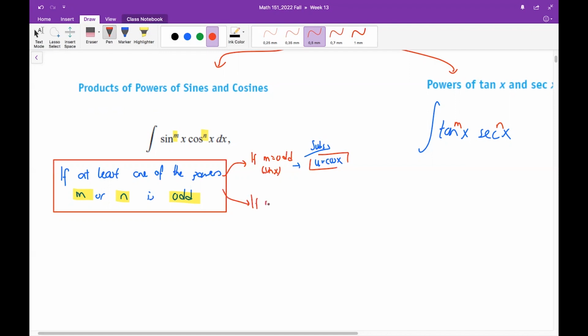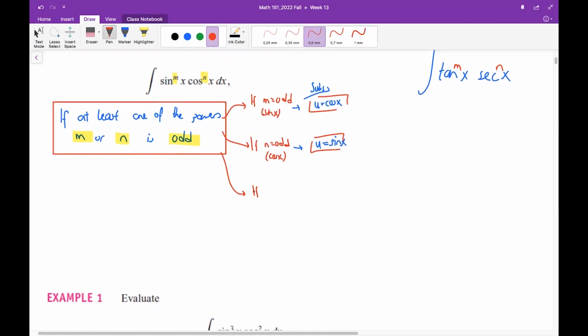Okay, then what if n is odd? Thinking similarly as in the previous case, we will use the substitution u equals sine x. So if the power of cosine n is odd, then your substitution will be the non-odd function, like u equals sine x in this case. It will definitely work. If both of the powers are odd, let's also cover that case. If both n and m are odd, then both substitutions will work. Then you can either use cosine x as your substitution or use sine x as your substitution, and you can be sure that both substitutions will work.